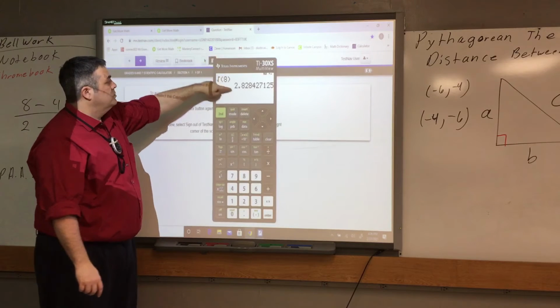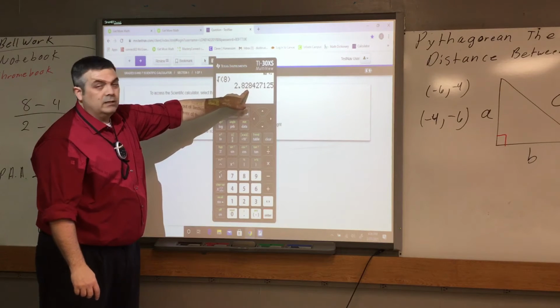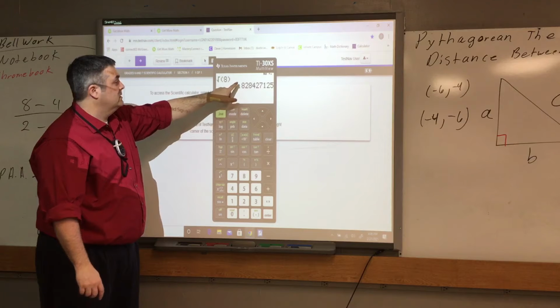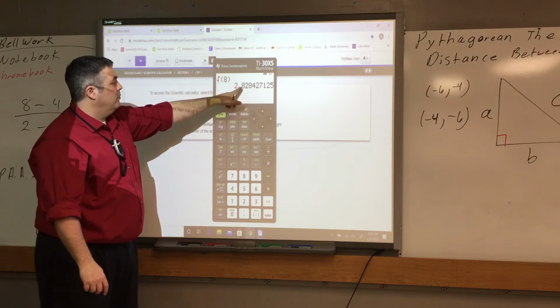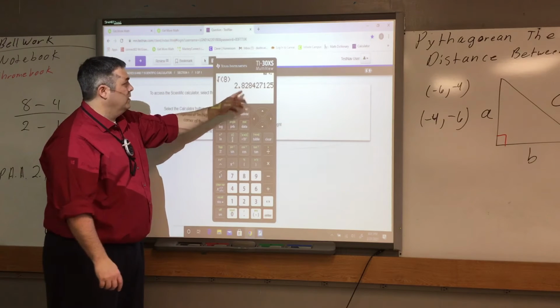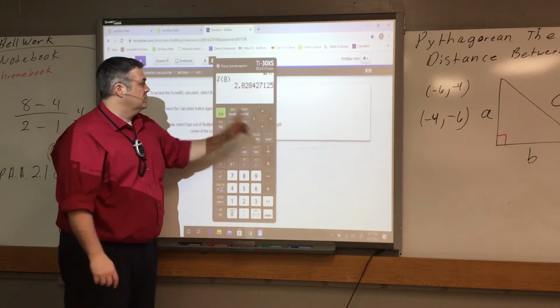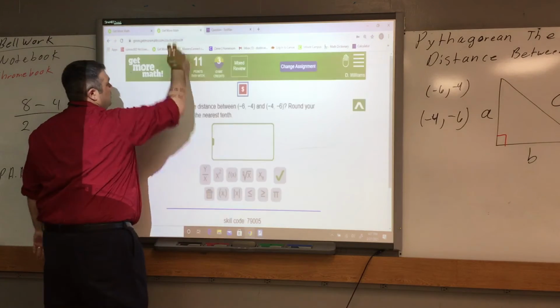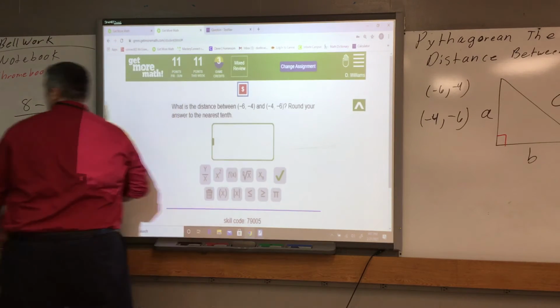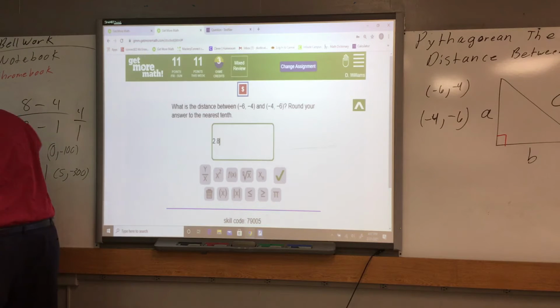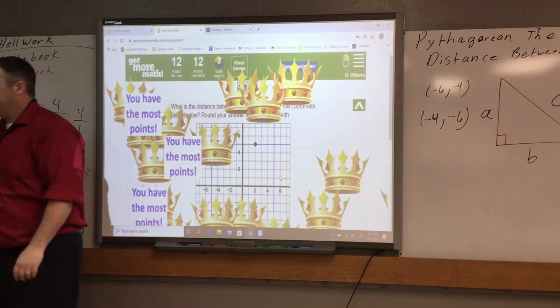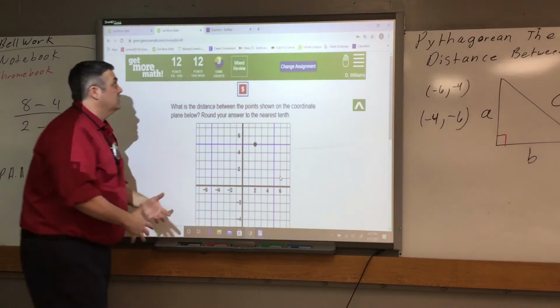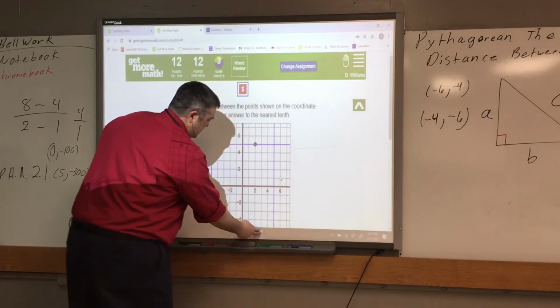So 2.8. You look at the hundredths place to decide what to do with the tenths. If it's 5 or more, you raise this up and drop those. If it's 4 or less, you leave this alone and drop those. So 2.8. And that should do it. Yep. All right, so that's what there is.